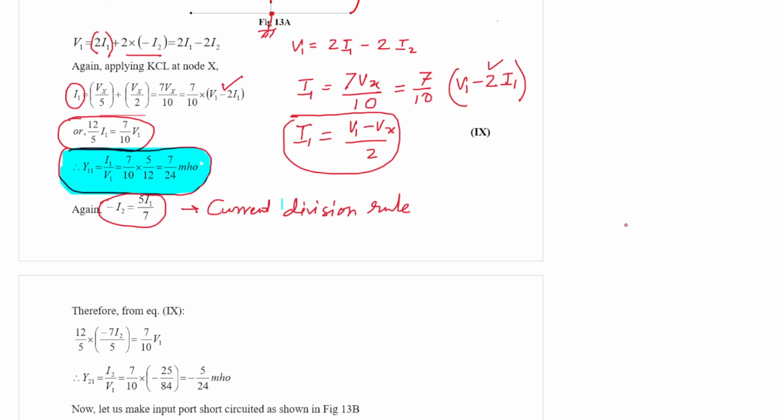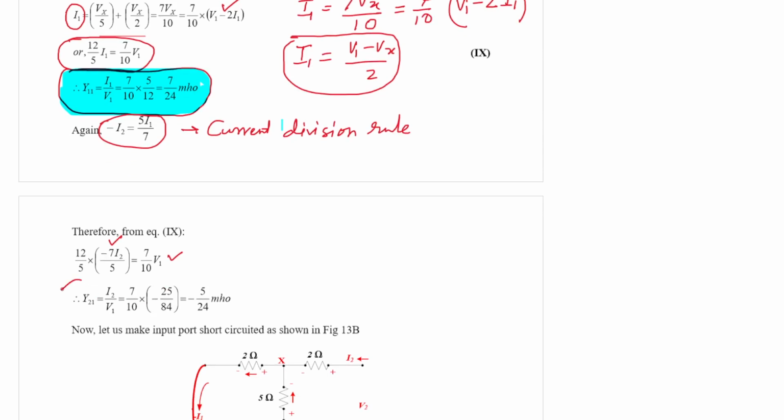So if you substitute 12 by 5 I1, now I1 is substituted, 7 I2 by 5 is equal to 7 by 10 V1. With this, if you solve, you will find Y21 is equal to I2 by V1, which is minus 5 by 24 mho. So that is the half problem solved.